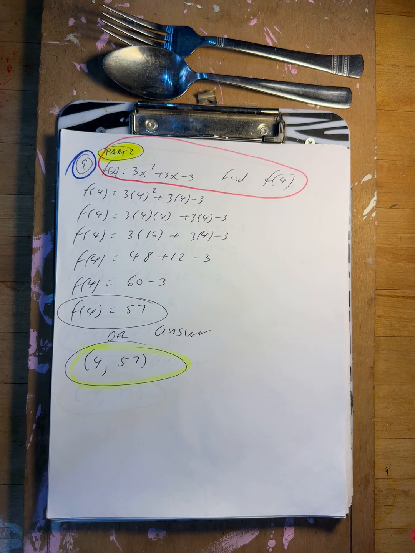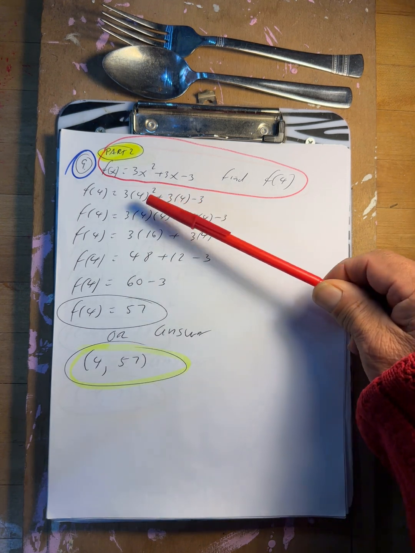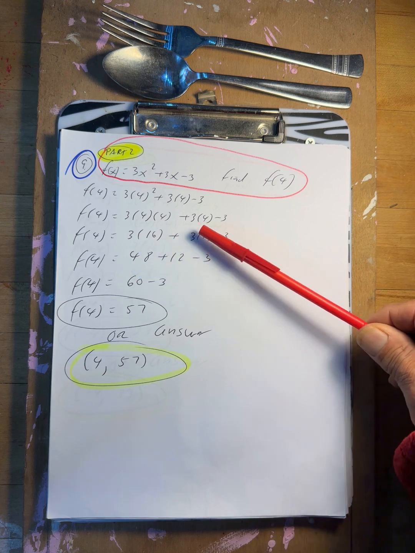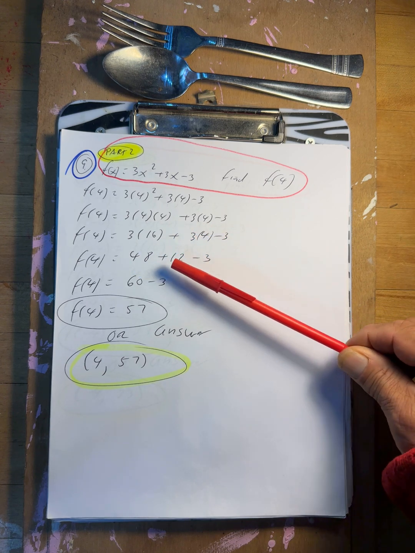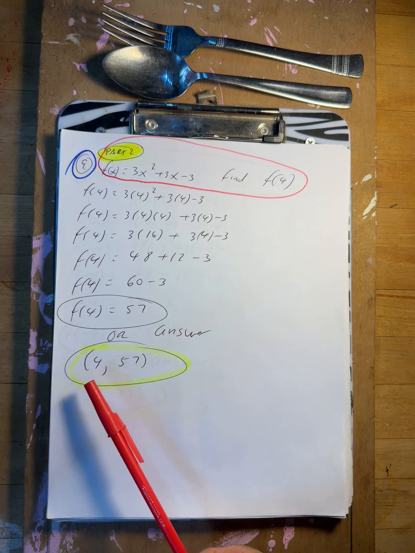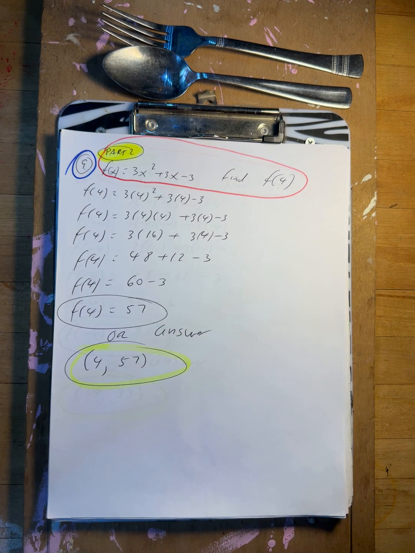Find f of 4. Okay. Put a 4 in there. 4 squared means 4 times 4 is 16. 16 times 3 is 48. And 3 times 4 is 12. This and this and this is 60. Take away 3 is 57. So at 4, you get 57.